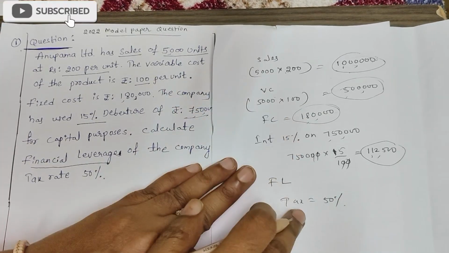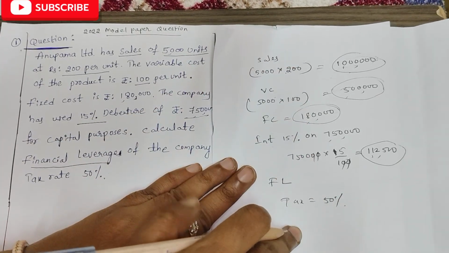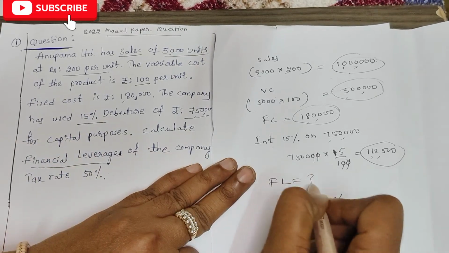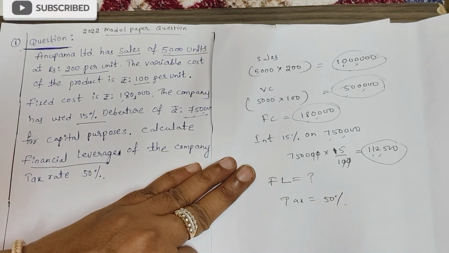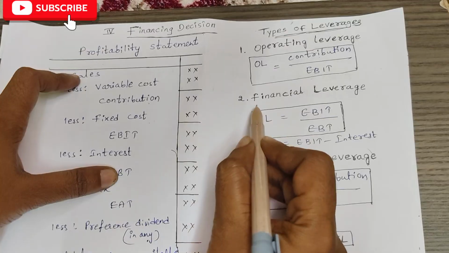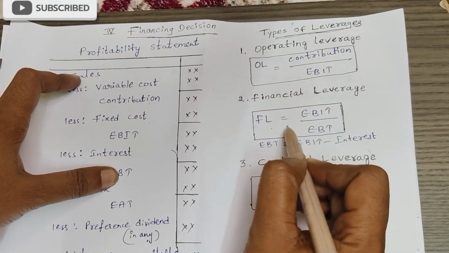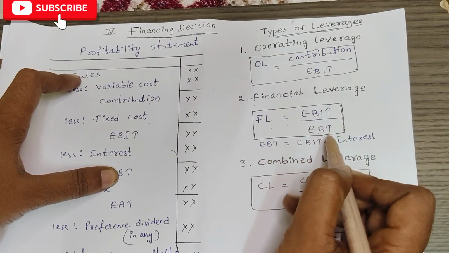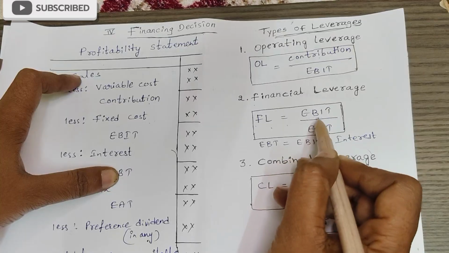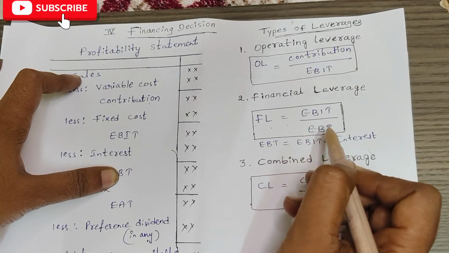So these are the details given. By using these details, we need to find out financial leverage. What is the formula of financial leverage? So this is our financial leverage formula. FL is equals to EBIT divided by EBT. Okay, earnings before interest and tax divided by EBT.